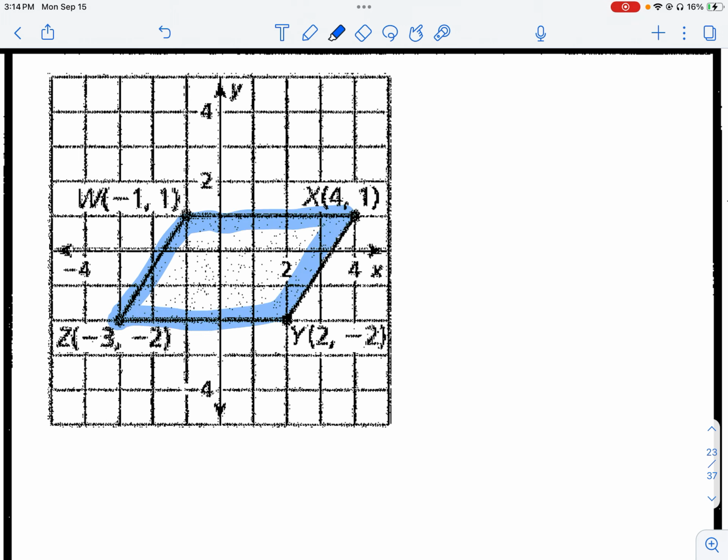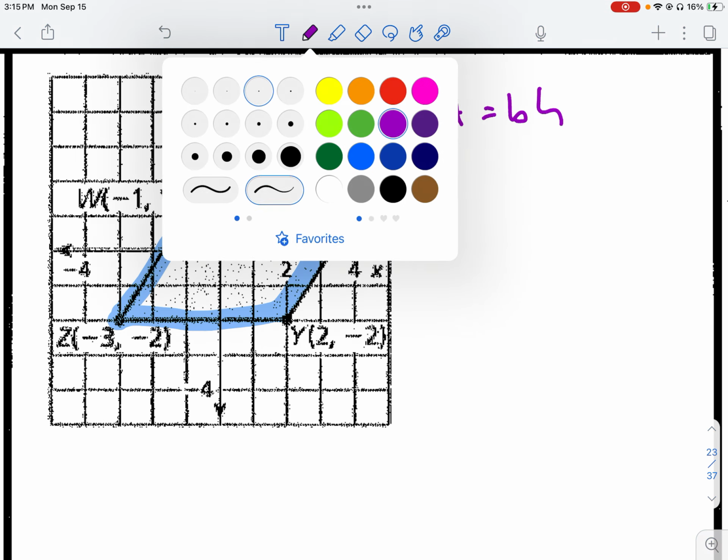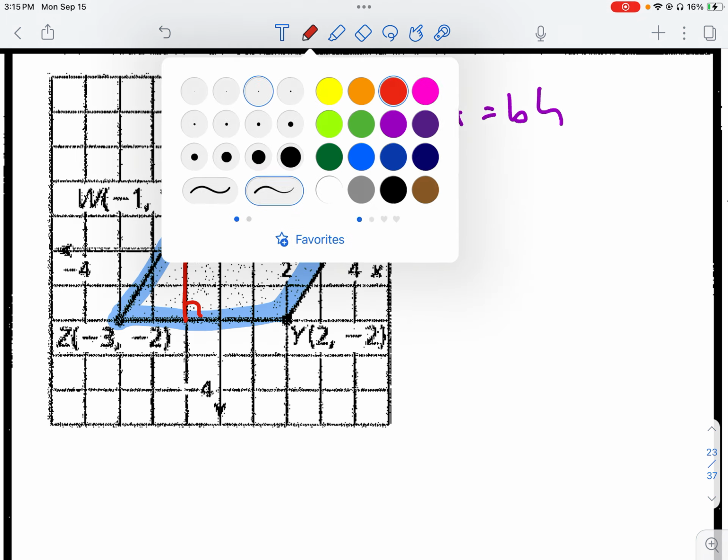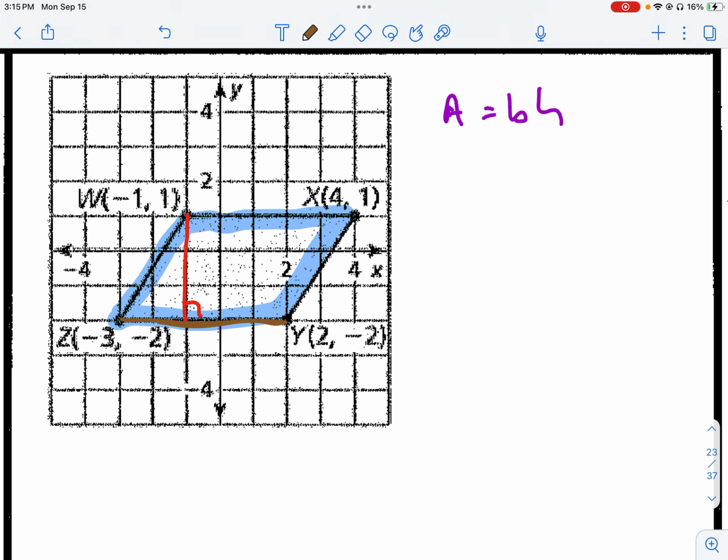So here we have another parallelogram. So just like before, we're going to have base times height. So let's put in our height at a right angle from our base. So our base is going to be YZ. We just need the difference of the x's. So 2 minus a minus 3, which is 2 plus 3, which is absolute value of 5, which is 5. So our base is 5.